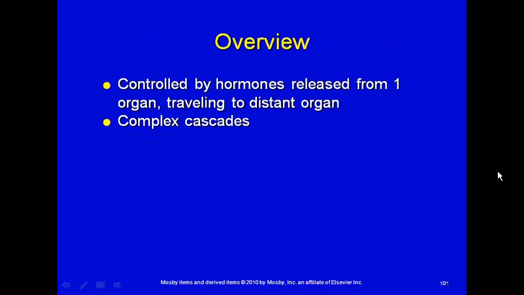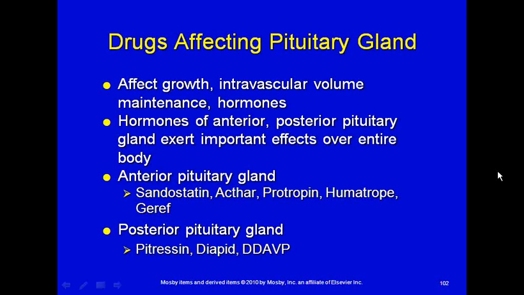Drugs affecting the endocrine system. The endocrine system, we know, is made up of endocrine glands that secrete hormones, and as a result of these hormone secretions, complex cascades occur. And we'll start first with drugs affecting the pituitary gland. The pituitary gland affects growth, intravascular volume maintenance, and the release of other hormones. And the pituitary gland has an anterior and a posterior pituitary gland, and they exert important hormones that affect the entire body.